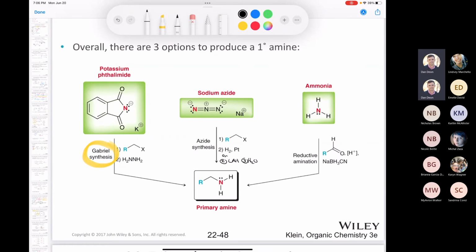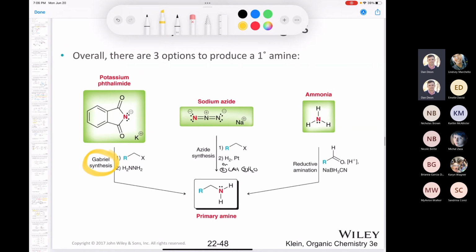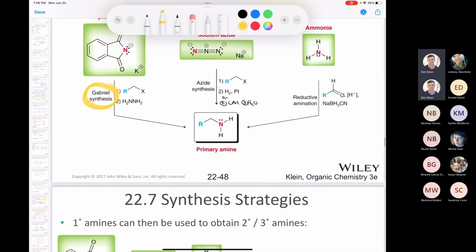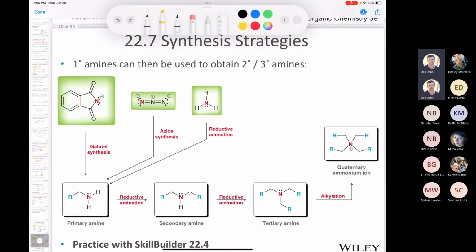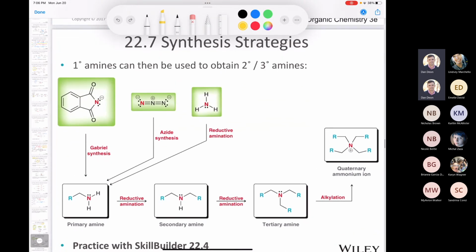So we looked at all of these as opportunities for making primary amines. And if we want to make a secondary or tertiary amine, we saw that the best way to do that is to use reductive amination. Right? We can always use reductive amination to make secondary and tertiary amines. And then if you want to make a quaternary ammonium ion, or quat, you would just alkylate a tertiary amine using an SN2 reaction. So now you know how to make primary, secondary, tertiary amines, and even a quaternary ammonium ion. So we've got all kinds of new strategies for making amines.